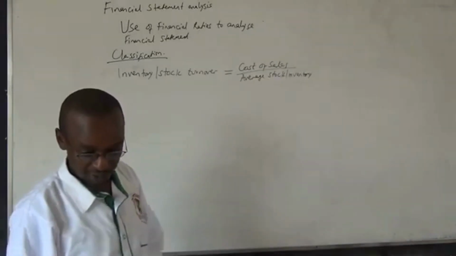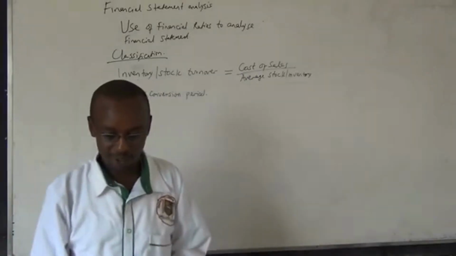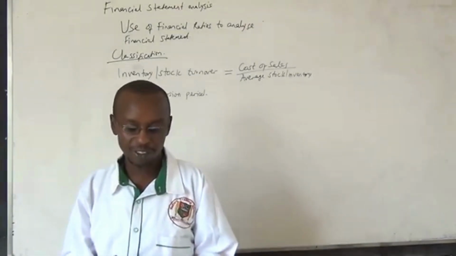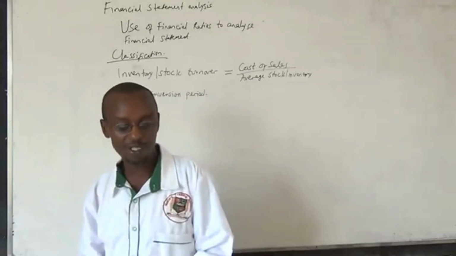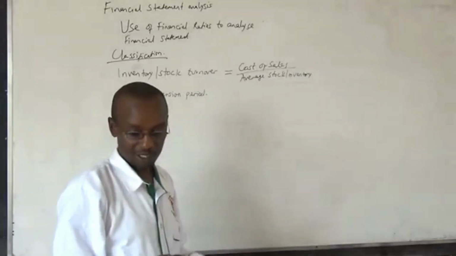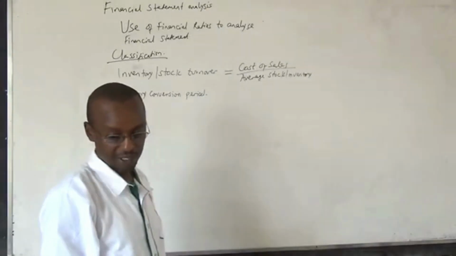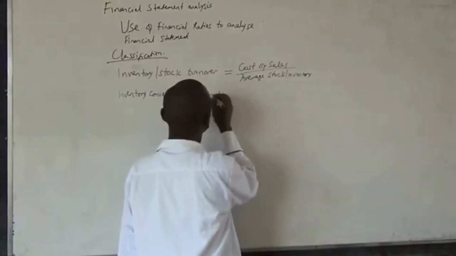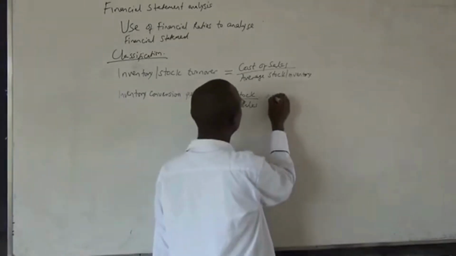Then you have inventory conversion period. It indicates the number of days it takes to convert inventory into sales. The fewer the number of days, the more efficient the company is in converting the stock into sales. So this one, you get average stock over cost of sales, multiplied by number of days in a year.